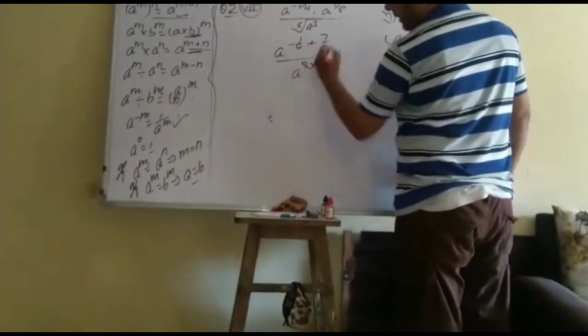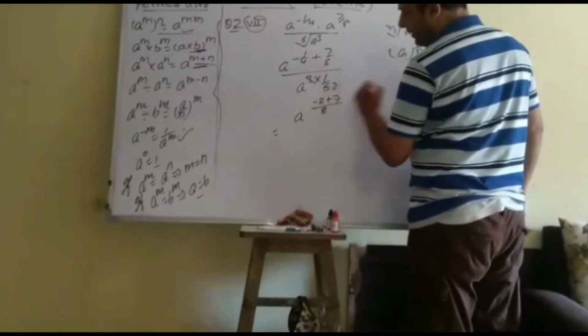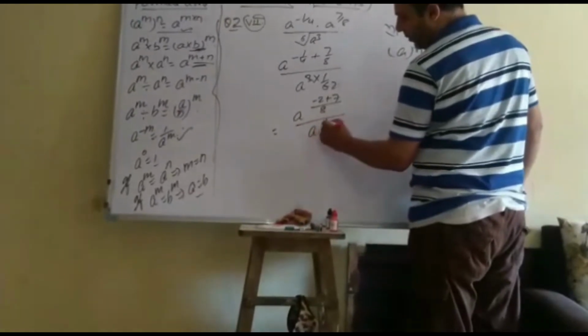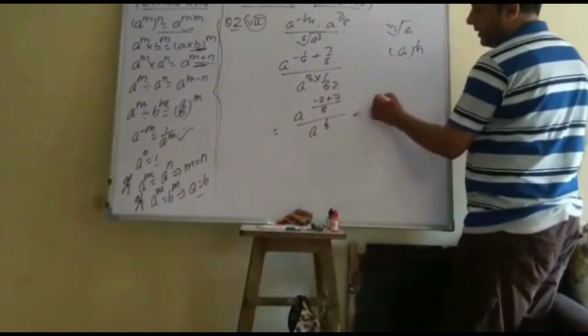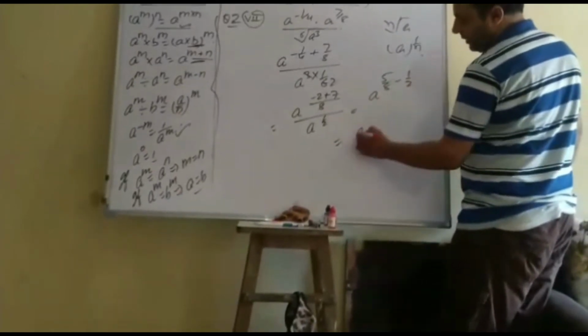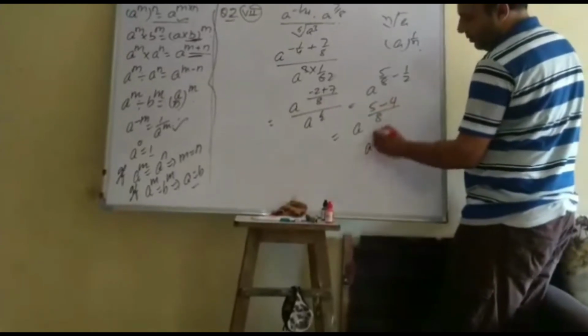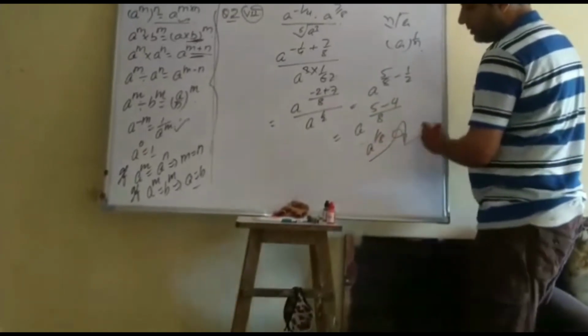Now, at the numerator, the LCM of 8 and 4 is 8. Minus 2 plus 7 upon a raised to power 1 by 2. So on solving it, 5 by 8 minus 1 by 2. The LCM is 8, so 5 minus 4, and a raised to power 1 by 8 is your answer.